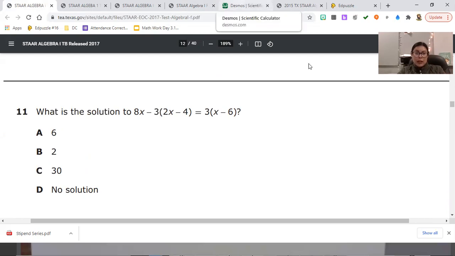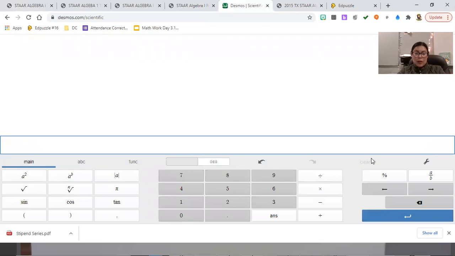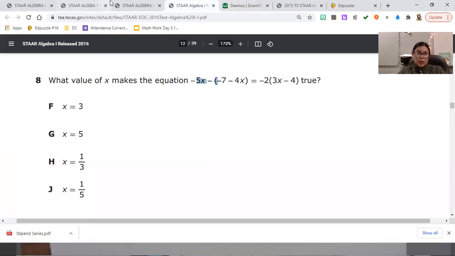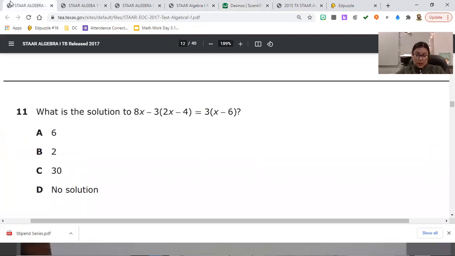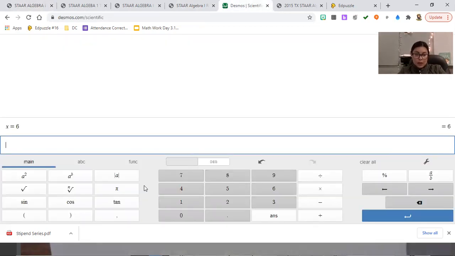Okay, so the first one's x equals 6. I'm going to press clear all. x equals 6, enter. And then the equation, oops, wrong one. Let me write it down. Sometimes I forget. And you do not want to mess this up because that's the only way you could really get it wrong. Okay, 8x minus 3 parentheses 2x minus 4. Okay, and then type in the other part. They're supposed to be equal to each other. Okay, and look, they're not.